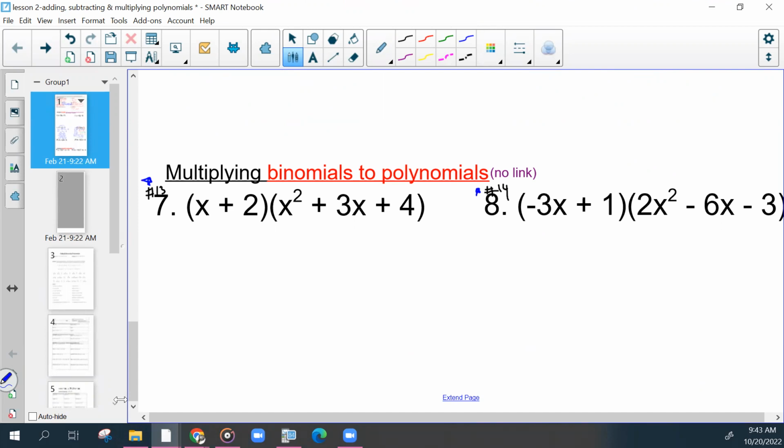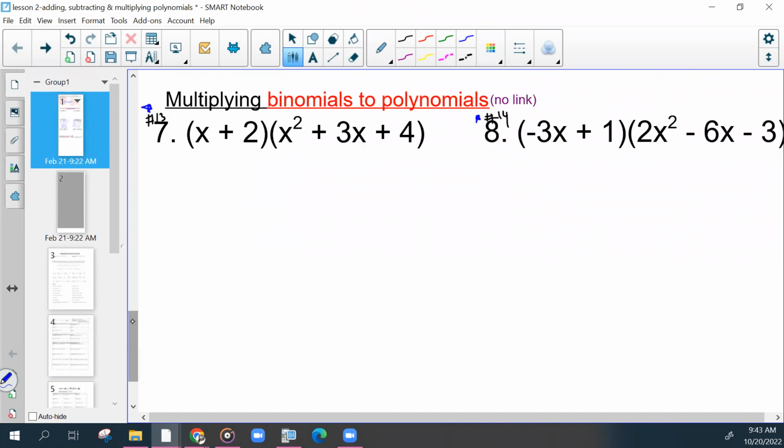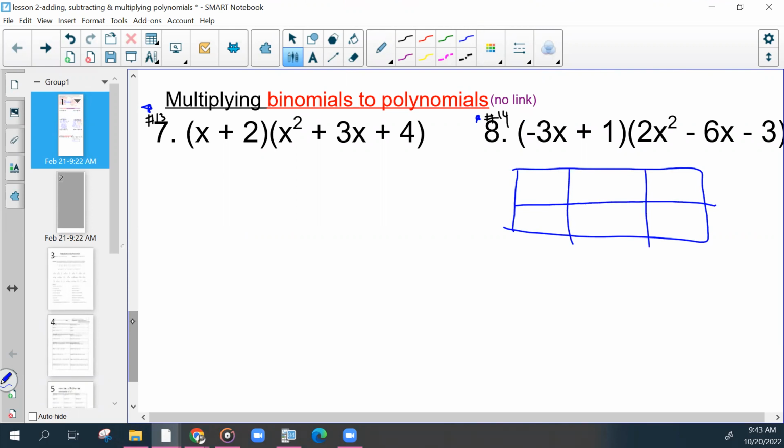Okay, so 8, we're going to use, I'm going to show you both methods. Box method and then how you would rewrite this. So box method is going to be faster. You're going to draw a box of 6 instead of 4. Whether you do this horizontal or vertical doesn't matter. Wherever your 3 terms or more are going to go. And then we'll have negative 3x plus 1 on the side. And then we're going to multiply each piece to each piece.